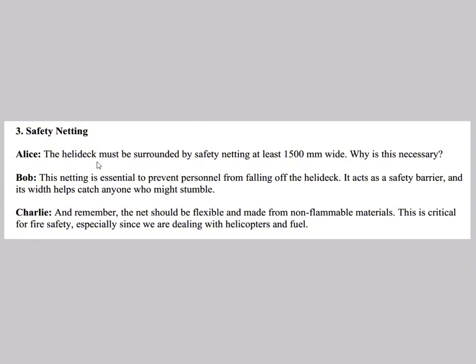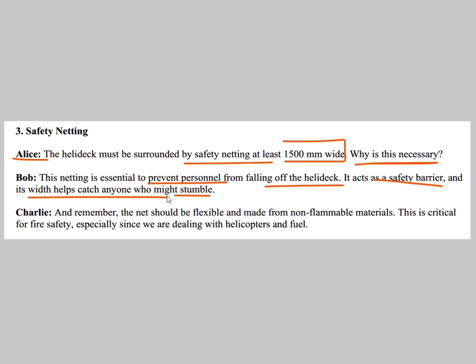Now we will discuss the group discussion between the three engineers. The helideck must be surrounded by safety netting at least 1500 mm wide. But why is this necessary? This netting is essential to prevent personnel from falling off the helideck. That's right. It acts as a safety barrier and helps catch anyone who might stumble. And remember, the net should be flexible and made from non-flammable materials. This is critical for fire safety, especially since we are dealing with helicopters and fuel, right?